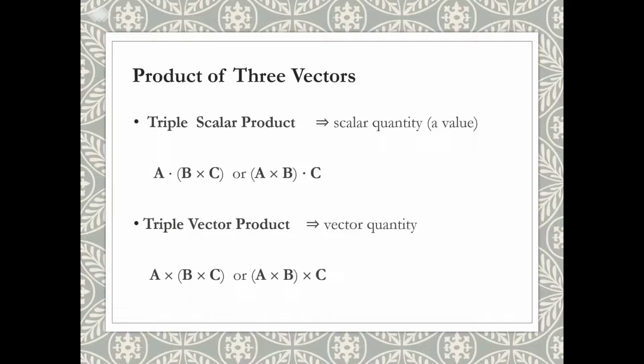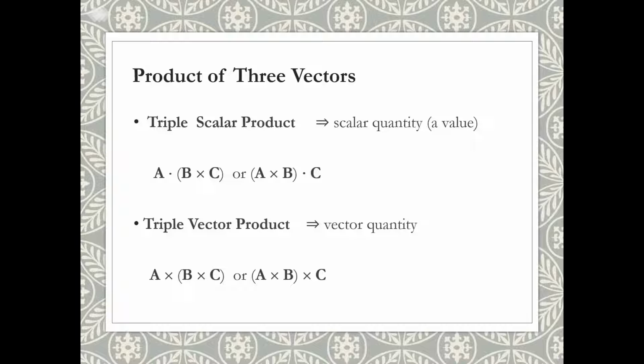There are two types of product of three vectors, namely triple scalar product and triple vector product. Consider three vectors A, B, and C. The triple scalar product is denoted by A dot in bracket B cross C, or A cross B then dot with C, and it possesses a scalar quantity or a value.